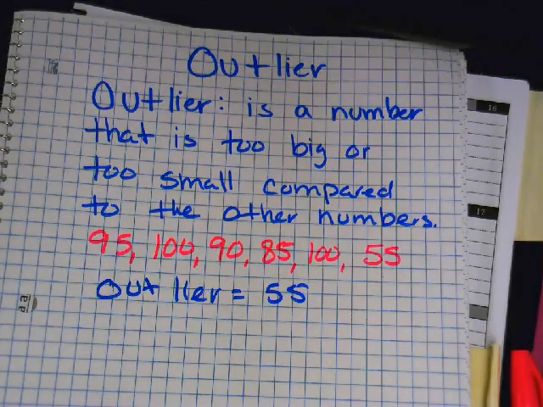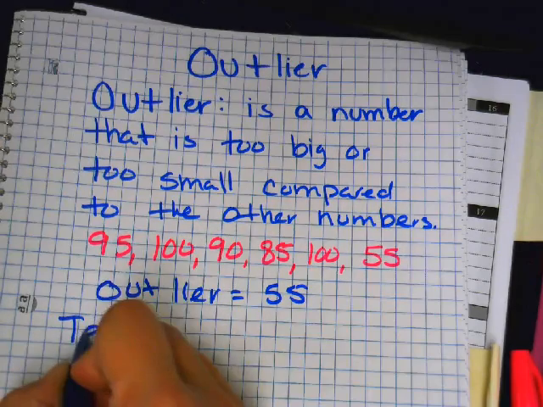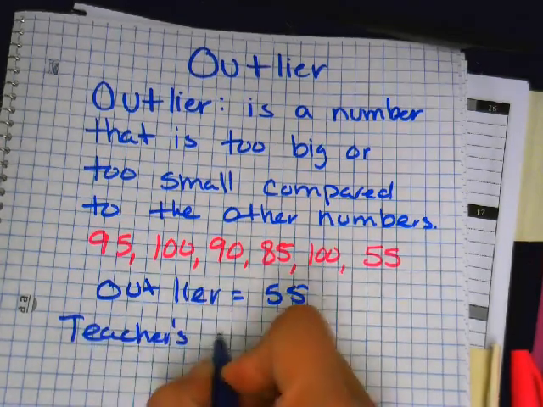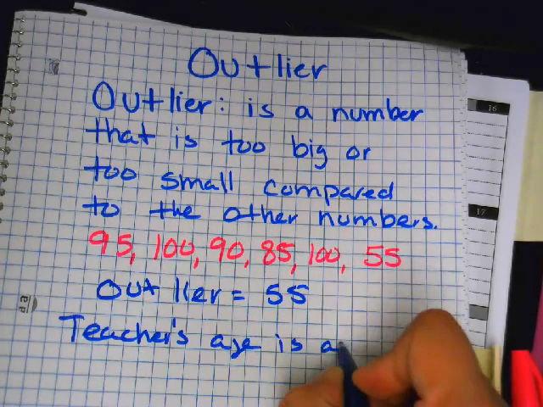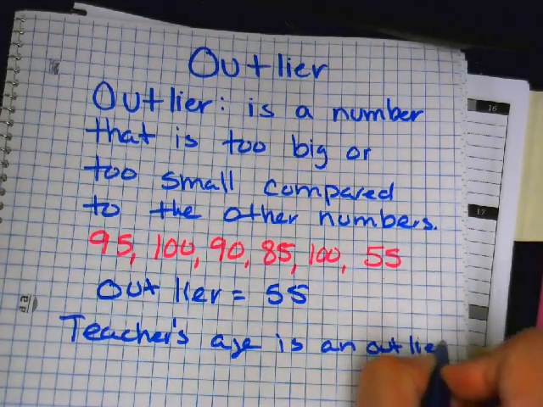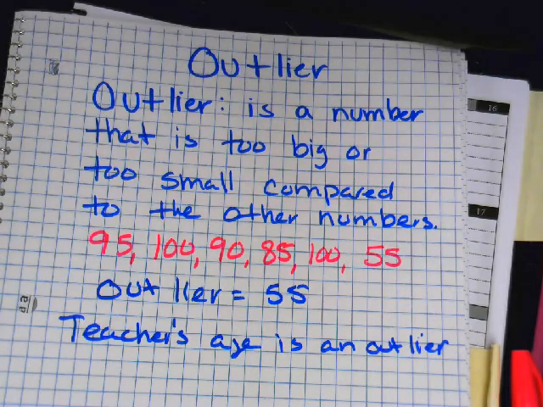My age, your teacher's age, is an outlier. But when I go eat in the cafeteria with all the other teachers, am I an outlier then? No, we're all about this, you know. Except for, like, a couple. Be nice. Okay, so your teacher's age. What other would be an outlier in your life? Yeah, the ages of your parents.